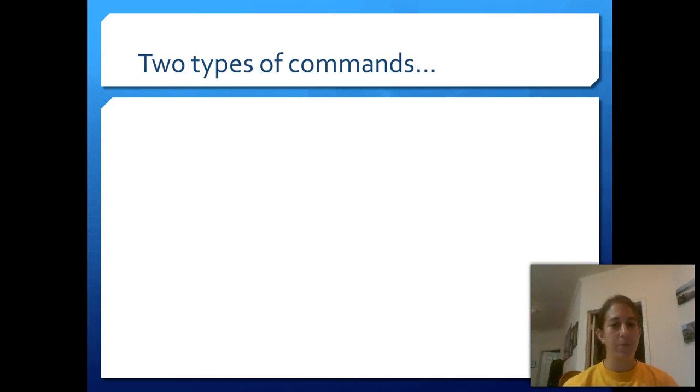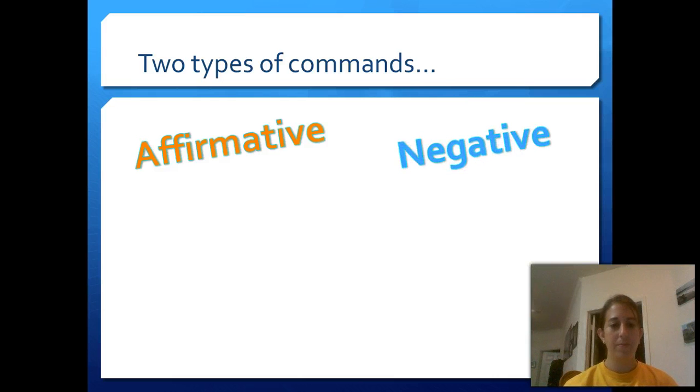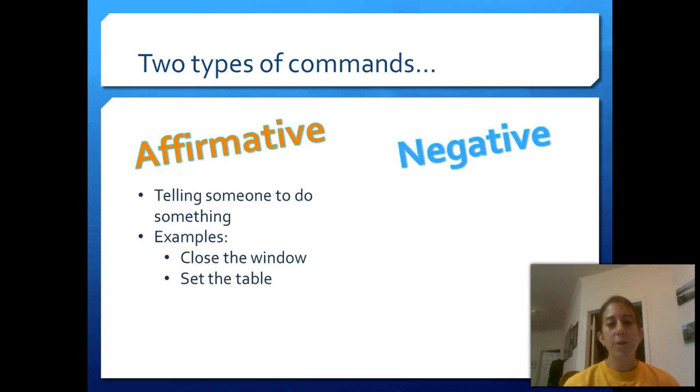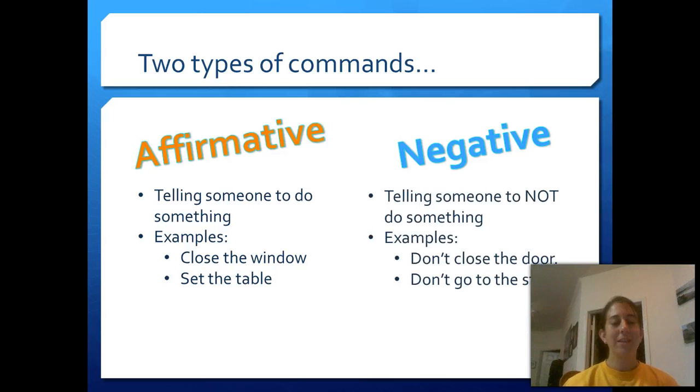All right, so we've got two types of commands, affirmative and negative, right? So, affirmative, that's when we're telling someone to do something. For example, close the window, set the table. Negative commands, mis estudiantes inteligentes, we use them when we're telling someone not to do something. So don't close the door, don't go to the store. So affirmative, positive commands, telling someone to do something. Negative, telling them not to do something.